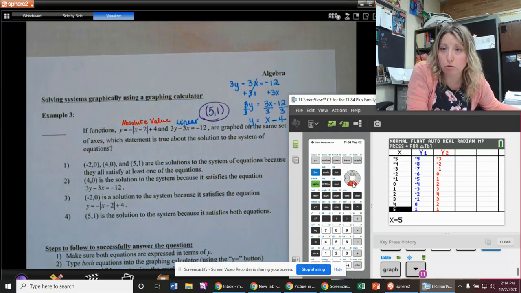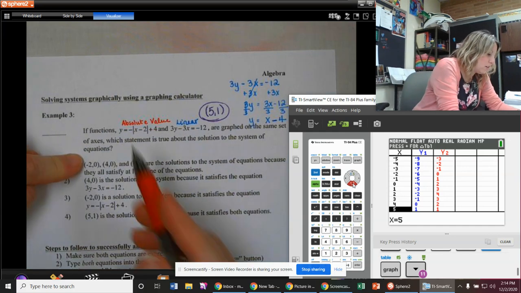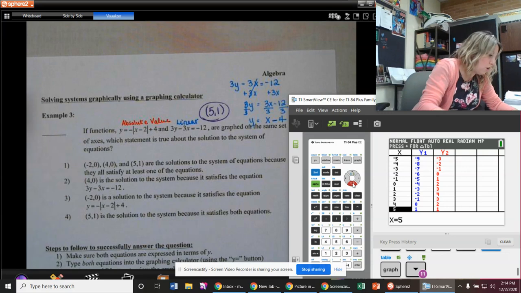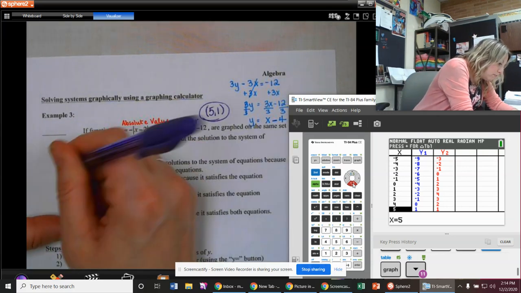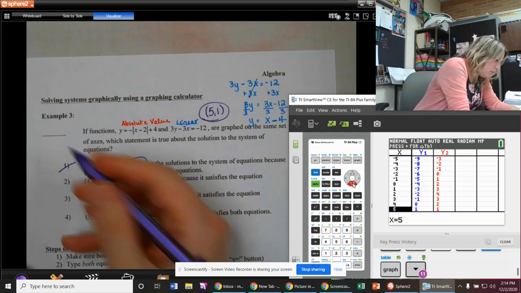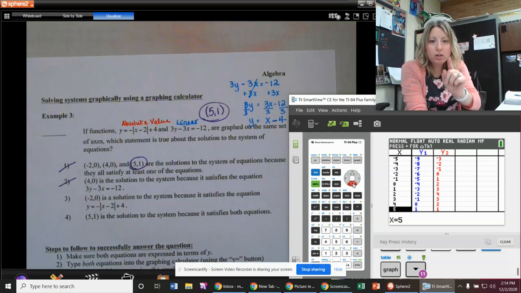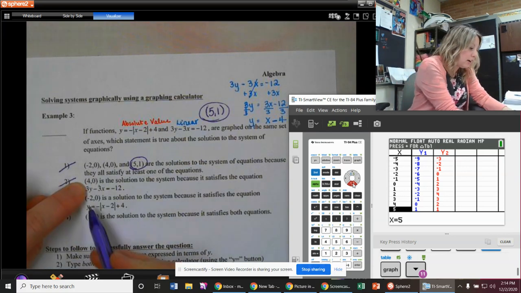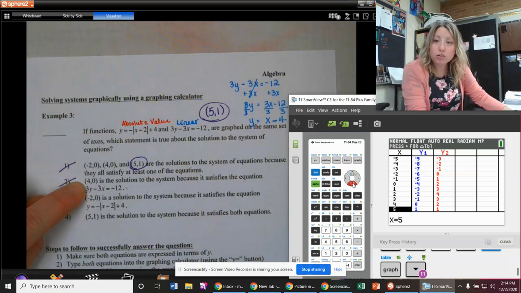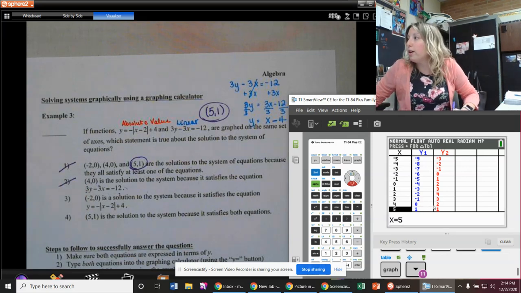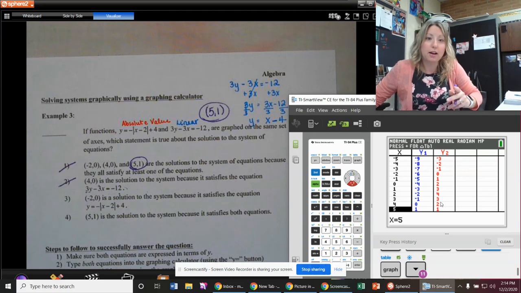Let's read all those multiple choices. Negative 2, 0, 4, 0, and 5, 1 are the solutions. No, only 5, 1. 0, 4 is the solution. Nope. The solution has to satisfy both. Yes, 4, 0 is on this line, but it also has to be on the absolute value. And if you look, 4, 0 is not on this absolute value function too. It's only on the line.